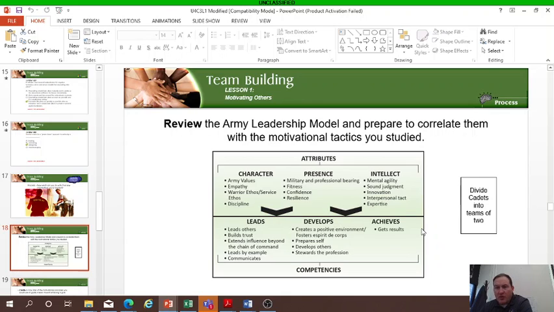Think about what do you see? What do you expect to see? Intellect, mental agility, sound judgment. Do you demonstrate sound judgment? You don't have to be the smartest person in the room, but you do have to have good judgment skills and good communications. And sometimes it's better not to open your mouth, let other people talk, and then make a decision from that. How do you interact with others?